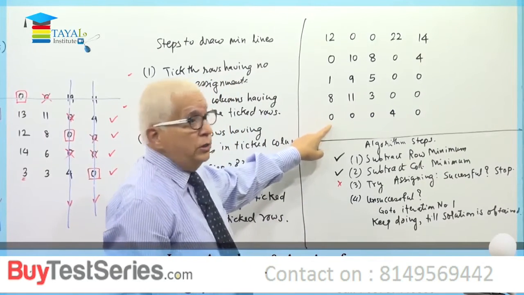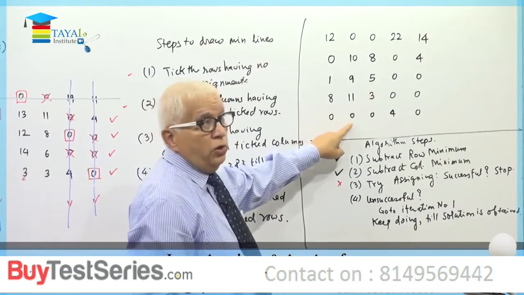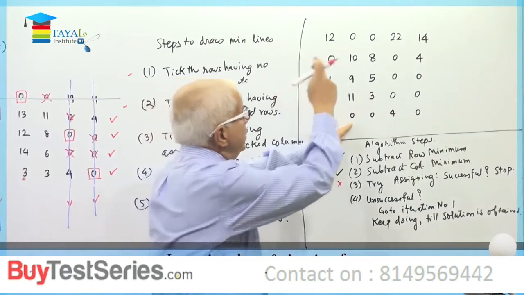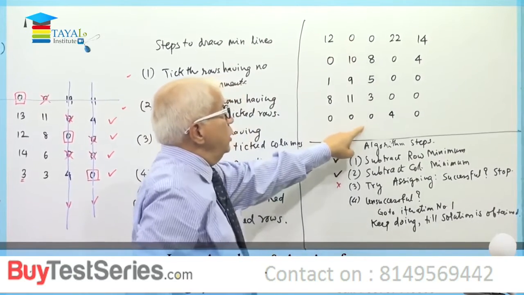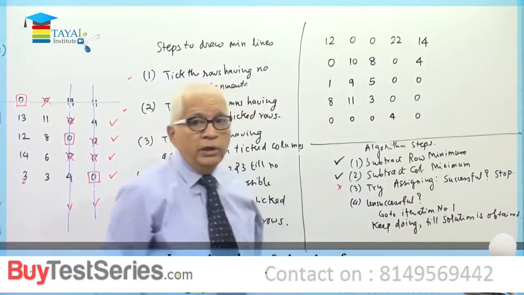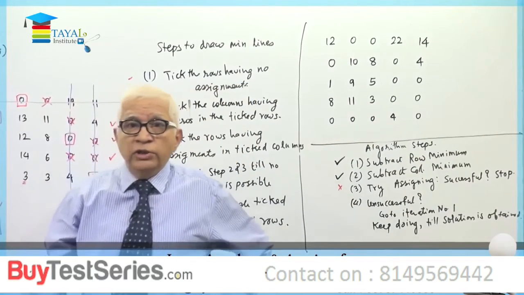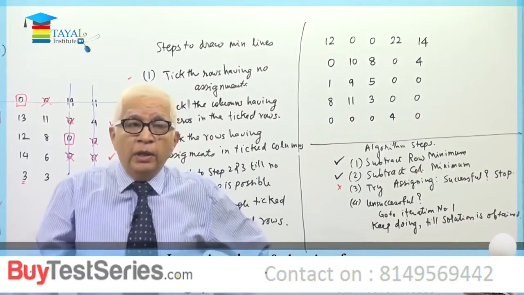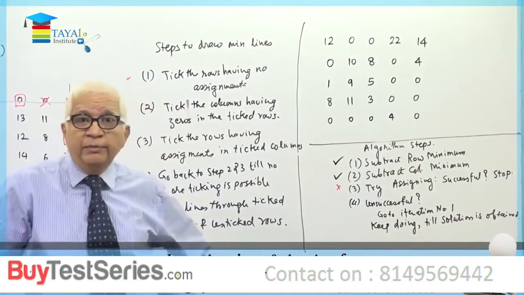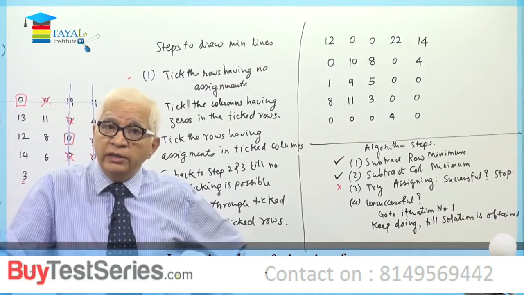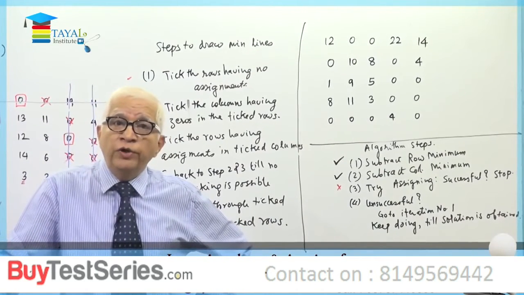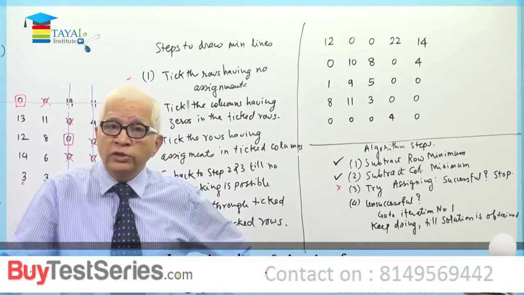Is this 0 unique? No. Is this 0 unique? Not in the row, not in the column because of the top line 0 here. This is not unique, and this is not unique. In other words, unique zeros are over. We could not make a single assignment because unique zeros were not there. So after unique zeros are over, what do we do? We go to non-unique zeros.